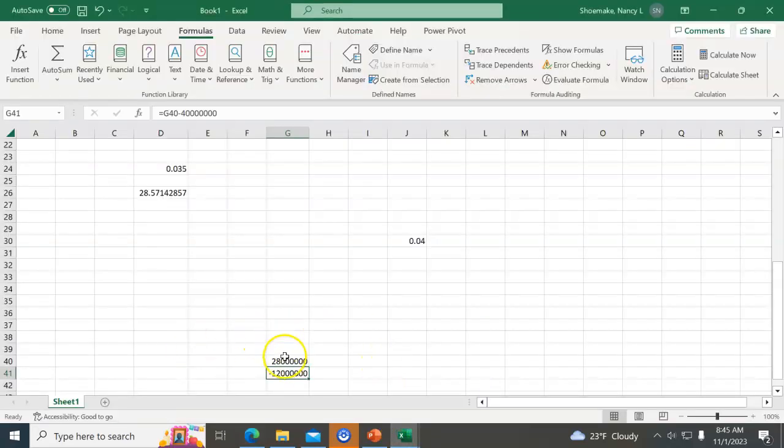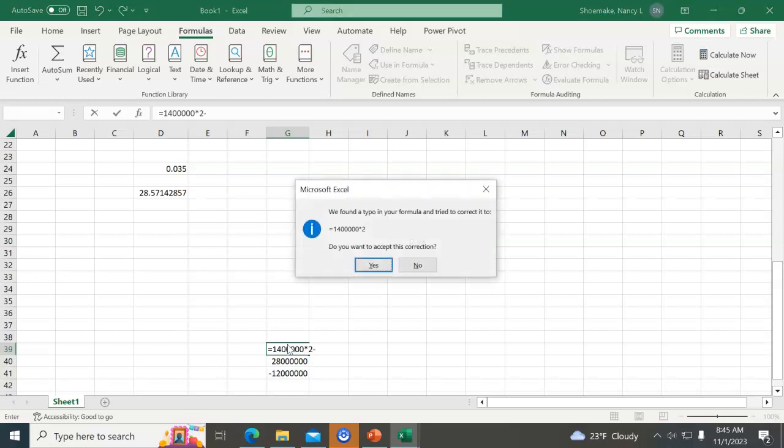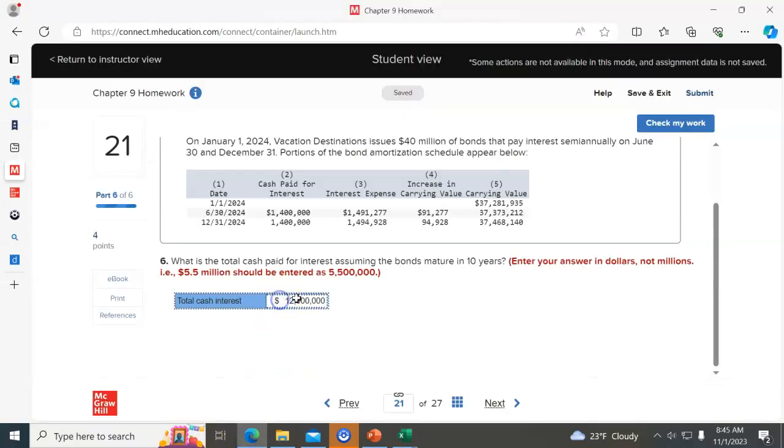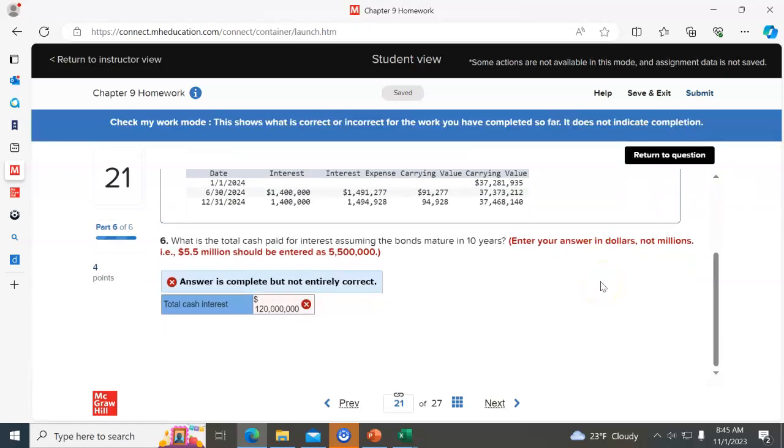So 1,400,000 times 20 periods is how much we're receiving over the life. That amount minus our 40 million, which is what the bonds were, right? Should be 120 million, should be the interest. What am I doing wrong?